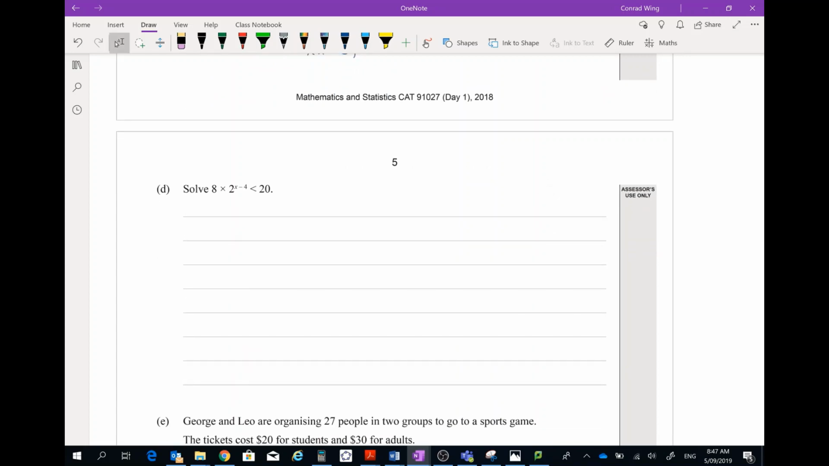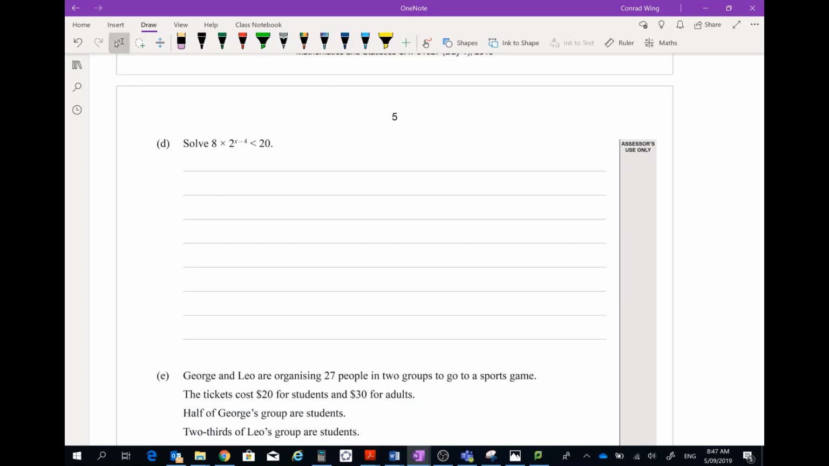Right, next one. Let's have a look at this. When you get powers, what do you do? Jake, have you done this one? Alright, so have a look at this one. It says 2 is being raised to a certain power. What I would always do is have a look at the 8 and have a look at the 20. Can either of those be expressed as 2 to a certain power?